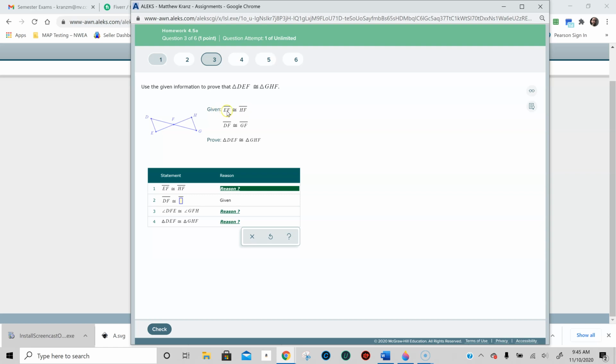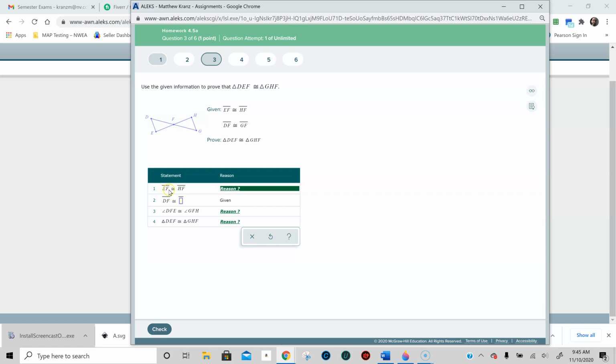So it's given that EF is congruent to HF, and DF is congruent to GF. So when you look at it, it's saying that this right here, EF, is congruent to HF. So you have a line, or a side. Then you have DF is congruent to GF, right? And then we know right here, these are vertical angles. So we're going to have a side, an angle, and a side. So we have to prove this.